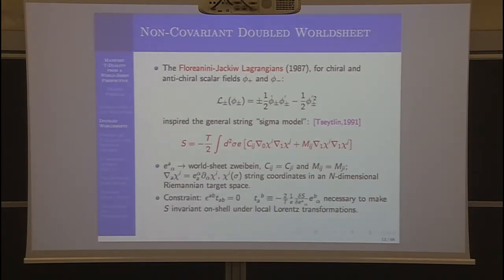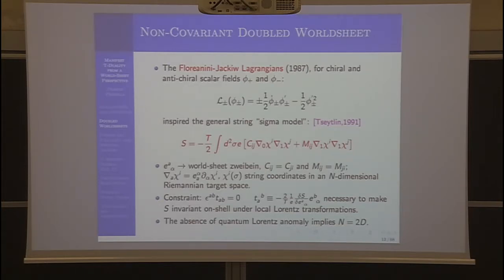At the first level, at the beginning in these papers, n is not fixed. As one can see, of course, this action does not have manifest invariance, covariance, in two dimensions. And in order to have invariance on shell under local Lorentz transformations, this epsilon trace constraint has to be imposed. It is necessary to make the action invariant under local Lorentz transformations with parameter epsilon.